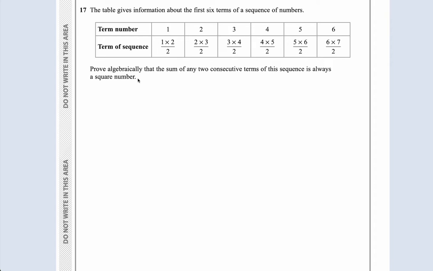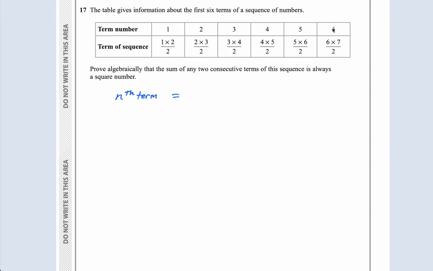This, I would say, is not that familiar a question, because we need to come up with the terms in terms of n. If the first term is 1 times 2 over 2, the second term is 2 times 3 over 2, the third term is 3 times 4 over 2, and the sixth term is 6 times 7 over 2, what is the nth term? So I have to get the nth term.